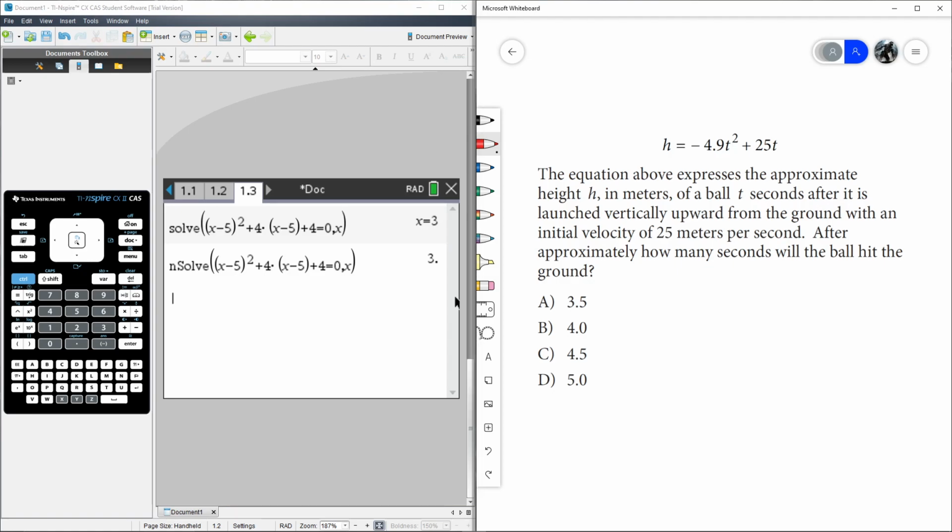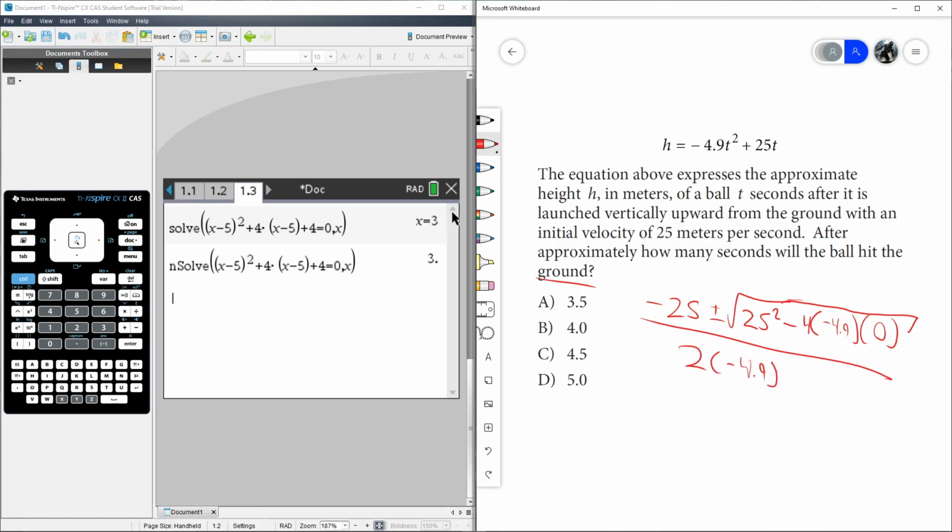So one thing to note here is they're looking for approximately how many seconds will the ball hit the ground. The definition of ground is when the height is 0. And so as a result, you can just set h to 0, and then you can solve for t from there. If you want to solve this with the quadratic formula, you would have to do something along the lines of negative 25 plus or minus square root of 25 squared minus 4 times negative 4.9 times c, which is 0, over 2 times negative 4.9, which can get complicated to type into the calculator.